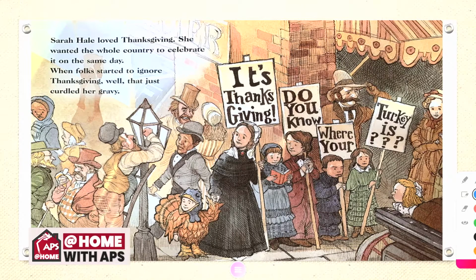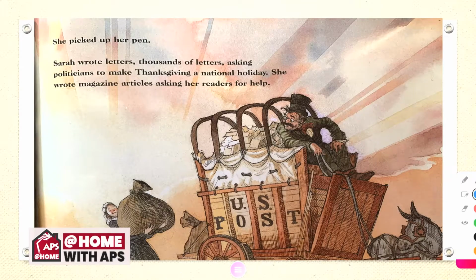Sarah Hale loved Thanksgiving. She wanted the whole country to celebrate it on the same day. When folks started to ignore Thanksgiving, well, that just curdled her gravy. It's Thanksgiving. Do you know where your turkey is? She picked up a pen. Sarah wrote letters, thousands of letters, thousands, you guys, asking politicians to make Thanksgiving a national holiday. She wrote articles, asking her readers for help.